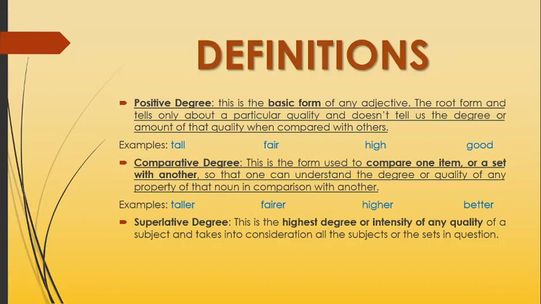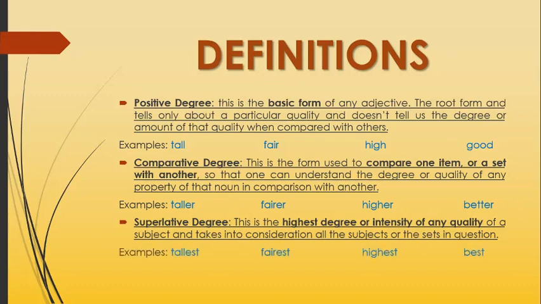Finally, we come to superlative degree. This is the highest degree or intensity of any quality for a subject and takes into consideration all the subjects or the sets in question. So, while positive degree was telling us about only one entity, comparative degree was providing us with a comparison between two different entities or groups. Superlative degree takes it to the other extreme of positive degree in that it considers all into one single whole and gives us the highest level of intensity or degree of any particular quality which is indicated by a particular adjective. For example, we have tallest, fairest, highest, and best.